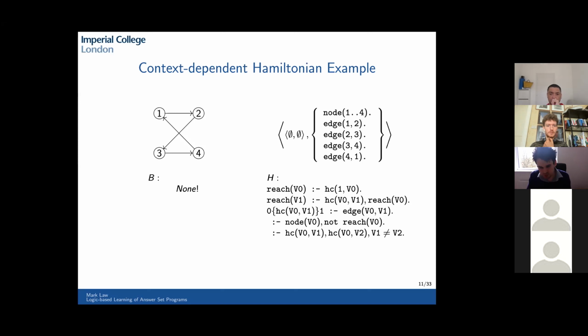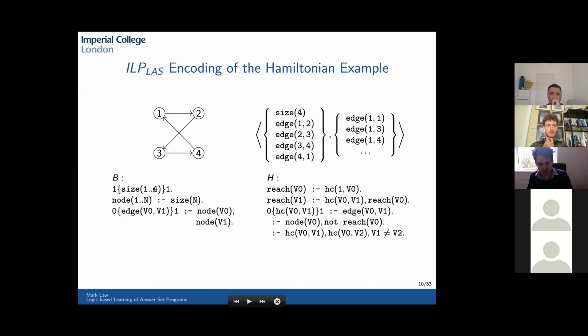Now, it doesn't seem much of a change if I have to just increase the size by 1 in the background knowledge, but in more complicated examples, we might have to completely re-engineer the background knowledge in order to support further examples.